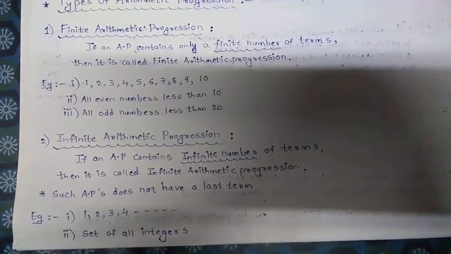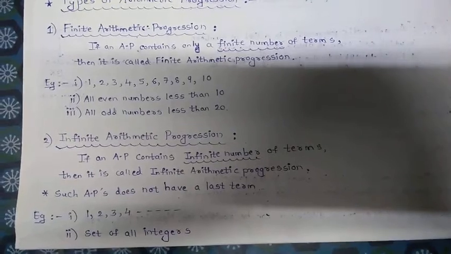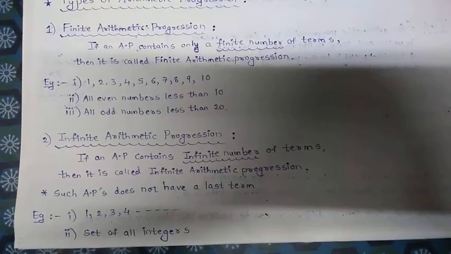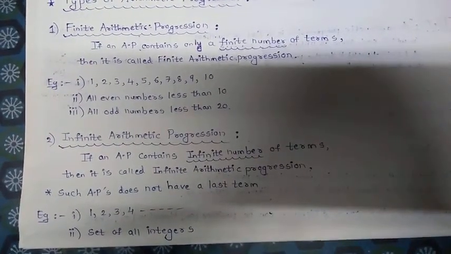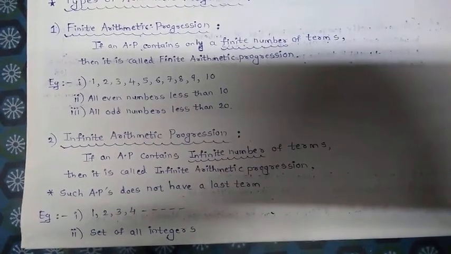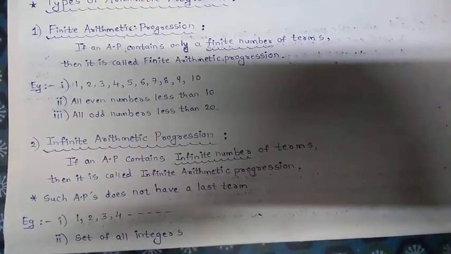For example, the set of all real numbers. So we don't know what is the largest real number, right? So we cannot end it there. So the set of real numbers is an example for infinite arithmetic progression.